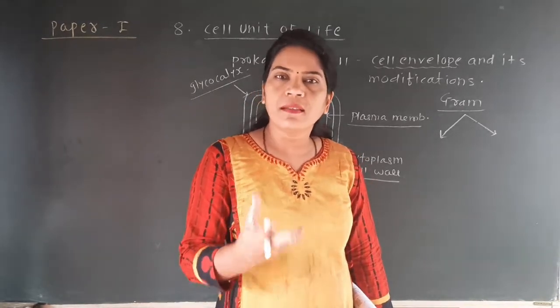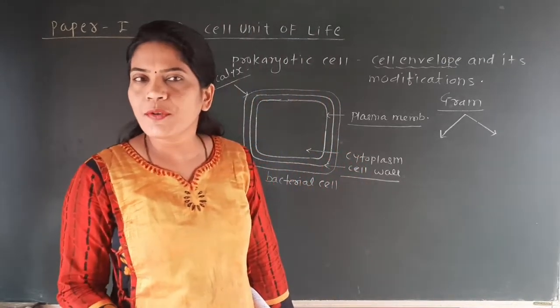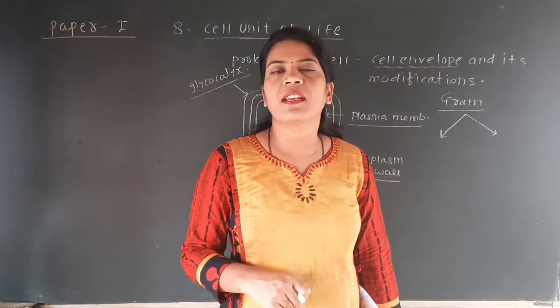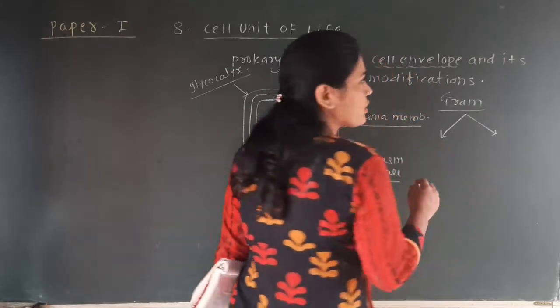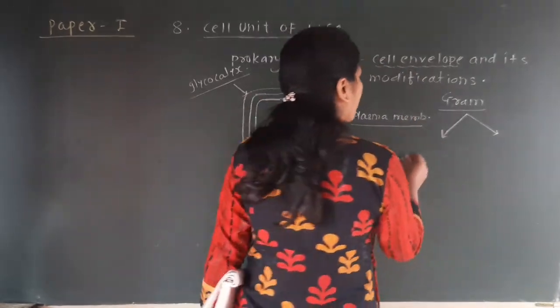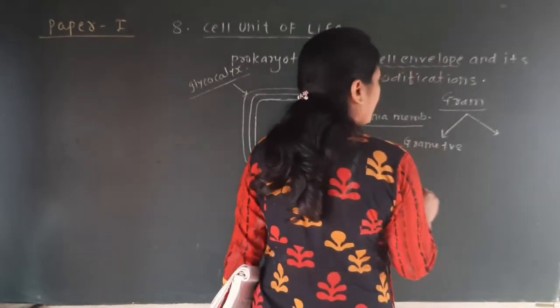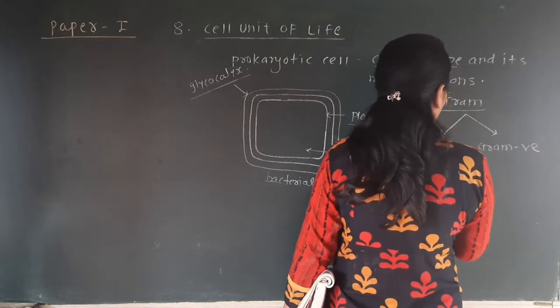According to that, some bacteria get colored by that Gram staining, they are called as Gram positive bacteria, but some bacteria do not get colored by that Gram staining and are called as Gram negative bacteria. So according to the Gram staining procedure, there are two types of bacteria. One type is called Gram positive bacteria and another type is called Gram negative bacteria.